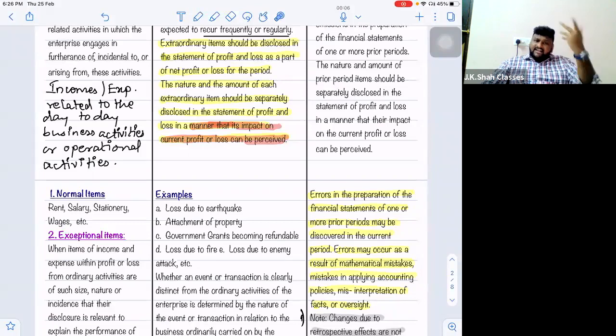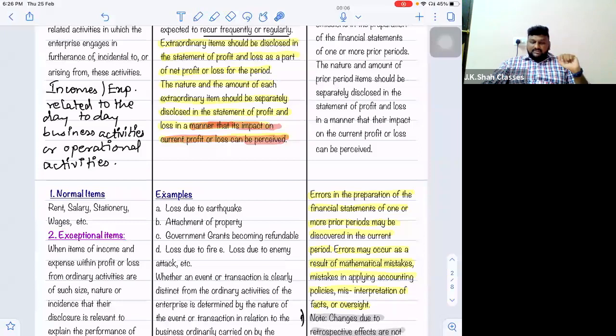But say I am a trader in shares. My business is trading in shares, and if I am earning speculative profit, is it ordinary or extraordinary? Sir, it is ordinary. So for one person something is ordinary, and it can be extraordinary for some other person, which completely depends upon the nature of the business.